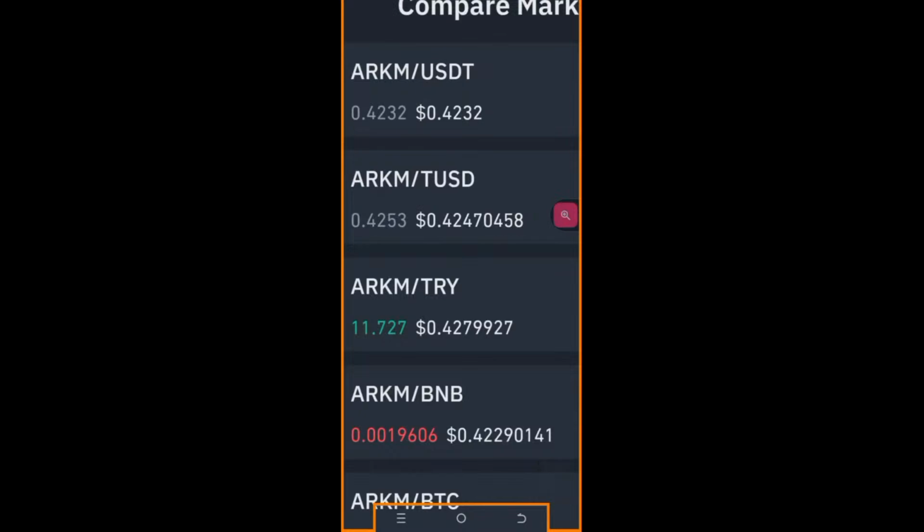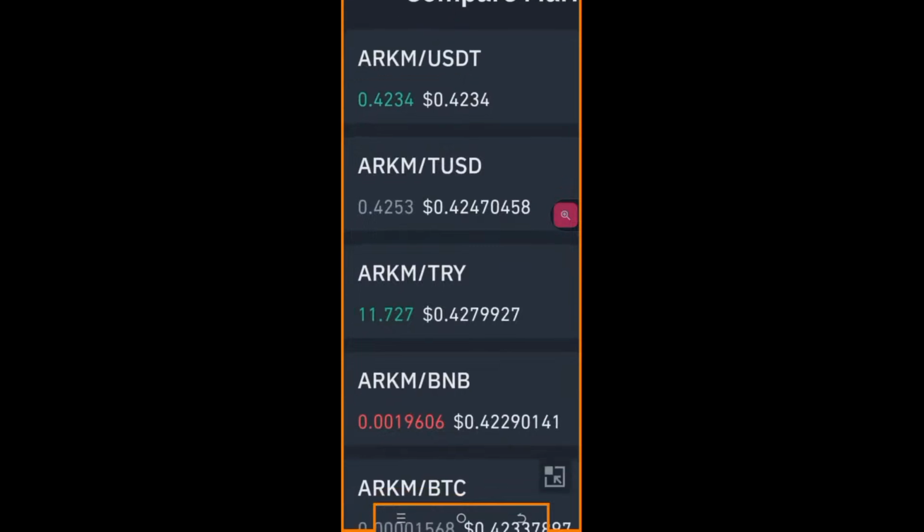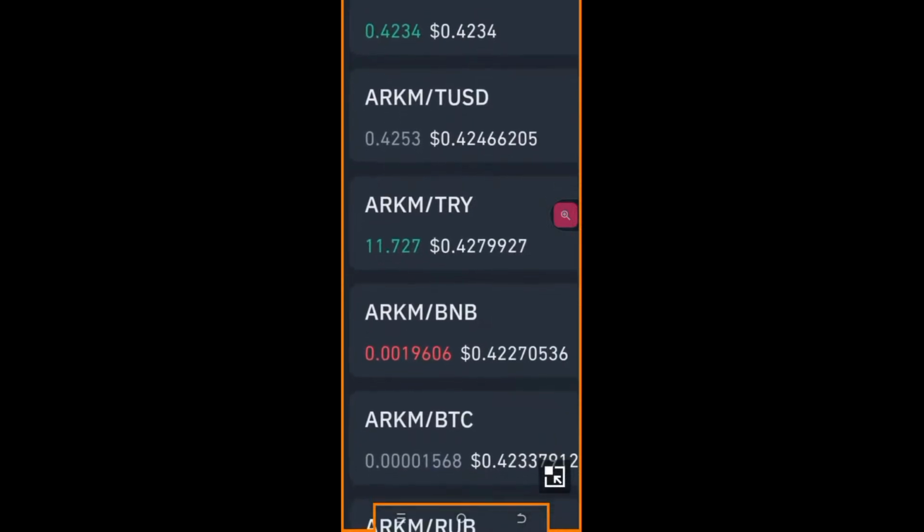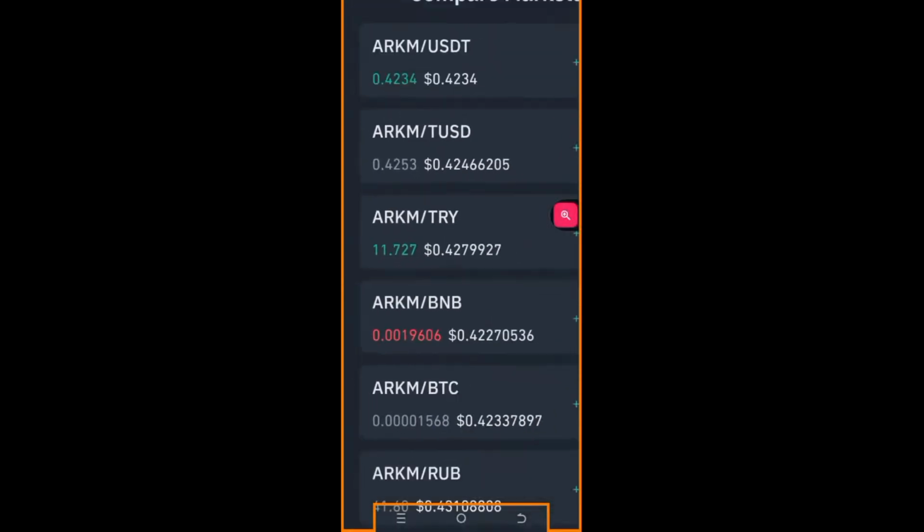So now this is 42 cents. You can see that ARKM USDT is 42 cents, that's 0.4232. You will see that TUSD is 0.4247. There's a difference between 32 and 46. Can you see that? The first two numbers are the same. ARKMTRY is 4279, and that's how it goes. So that's how you spot the differences.